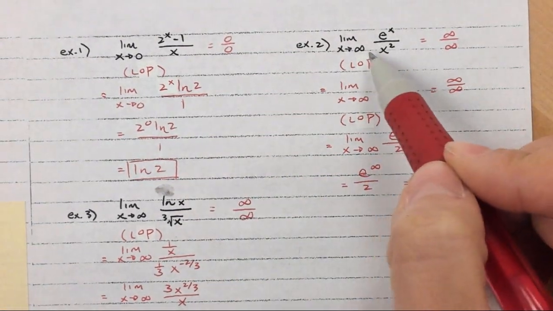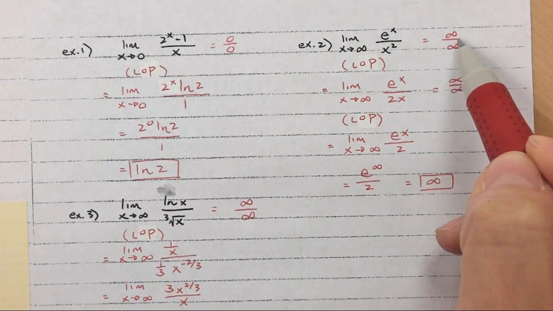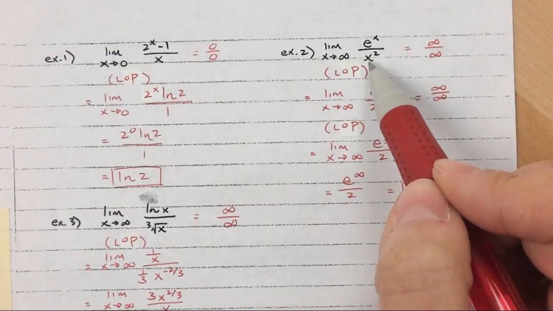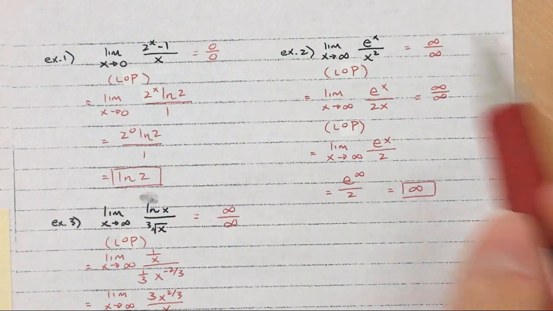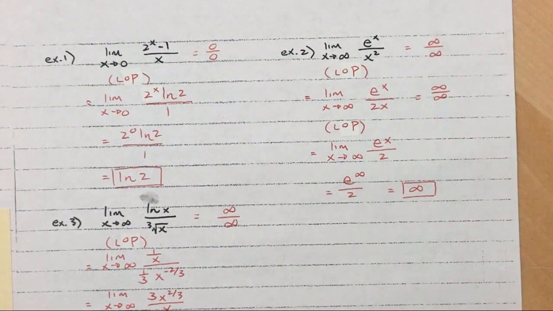Example 2. You plug in infinity. You get e to the infinity, which is infinity, and infinity squared, which is infinity. That is a very weird case of infinities. You cannot use the principle of dominance. It just doesn't work. So we have to use L'Hôpital's.